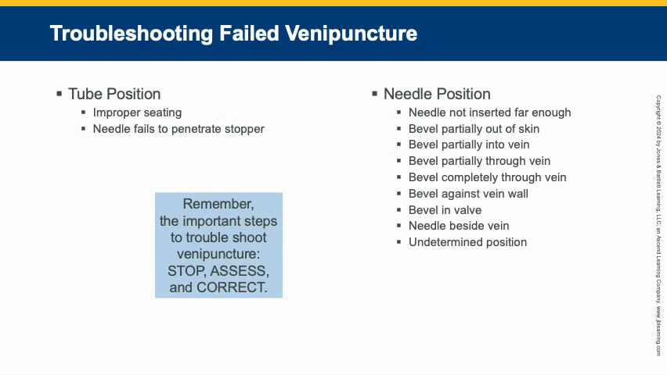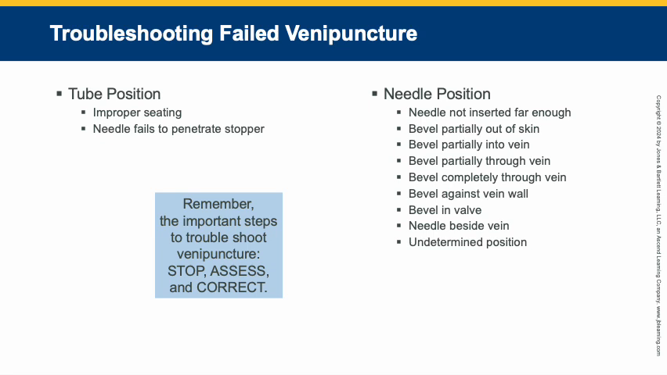Troubleshooting failed venipunctures. Failure to initially draw blood during a venipuncture attempt can be caused by several procedural errors. If you fail to obtain blood after inserting the needle, stop all needle movement and remain calm so that you can clearly analyze and assess the situation and correct the problem, which could be any one of the situations described. The first one we're going to look at is tube position. Tube position is important. Check the tube to see that it is properly seated and that the needle in the tube holder has penetrated the tube stopper.